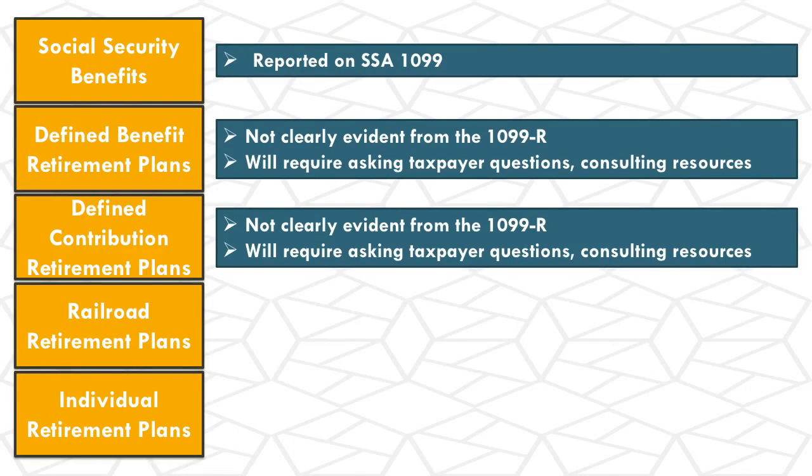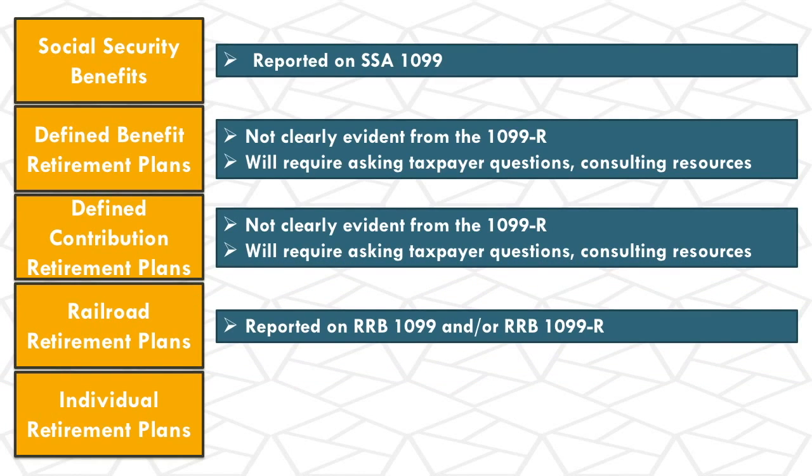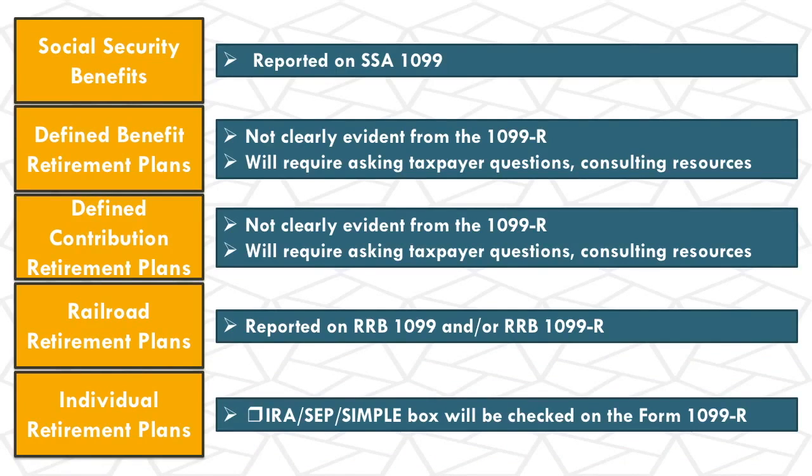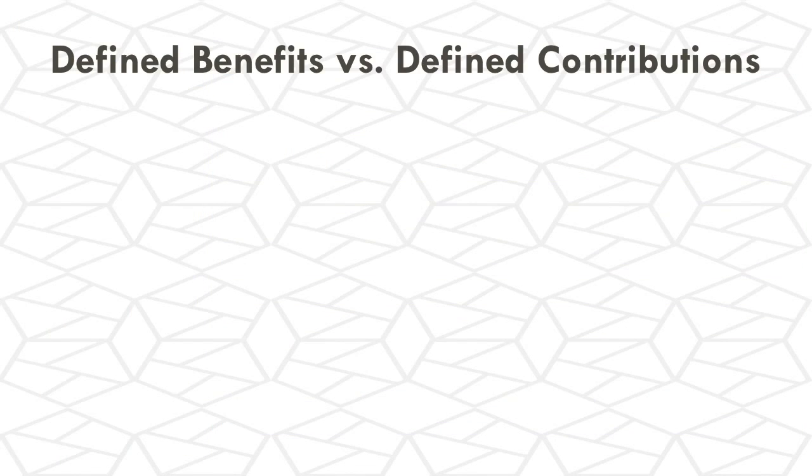Railroad retirement plans are easy to determine because they're going to be reported on an RRB 1099 and/or an RRB 1099-R. Again, we'll talk about both of those forms in the next session. And then finally, individual retirement plans. We're going to know if it's an IRA because that IRA box will be checked on the Form 1099-R. However, we will need to verify that it is a traditional IRA to make sure it's in scope for us. So you can see here, three of them are pretty easy to determine. We're going to spend the majority of our time here talking about how to distinguish between a defined benefit retirement plan and a defined contribution retirement plan.